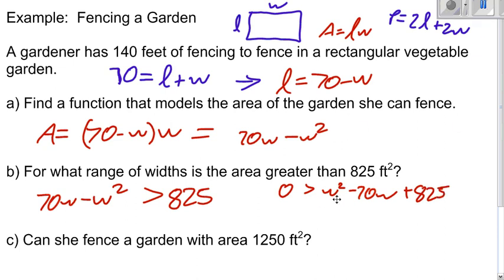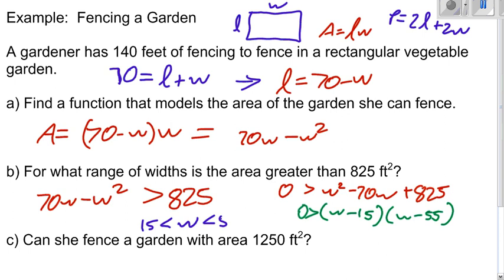So we can solve this by factoring. What multiplies to be 825 and adds to be negative 70 would be 15 and 55. So W minus 15, W minus 55. And solving that, we get that the width needs to be between 15 and 55. And that would be in feet. It's between 15 feet and 55 feet.